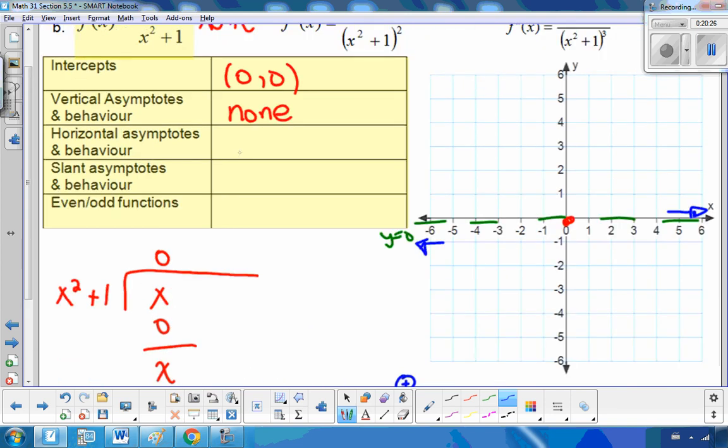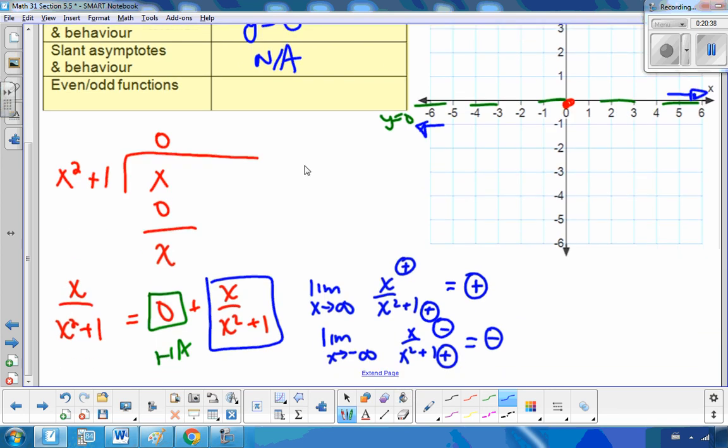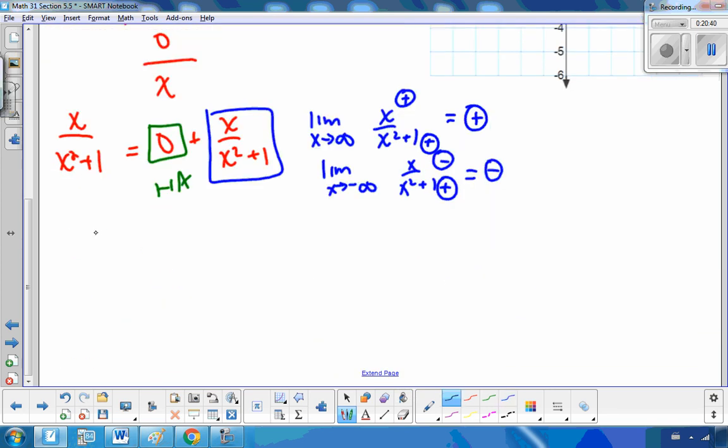So up here, I have a horizontal asymptote at 0. If I have a horizontal asymptote, I do not have a slant asymptote. I can't have both. So the other thing I need to figure out is even or odd. So looking at this, I'm going to look at f of negative x, which is equal to negative x over negative x squared plus 1.